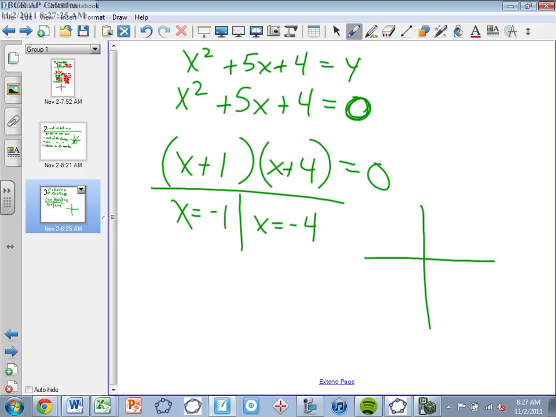So this graph will have an intercept here and an intercept here. Those are two of the intercepts already. And beyond that, it will just look like a parabola. So we're going to have some sort of a parabola looking like that. So again, when you're solving for the solution, you're actually finding the roots of the equation. You're finding the roots of the equation here.